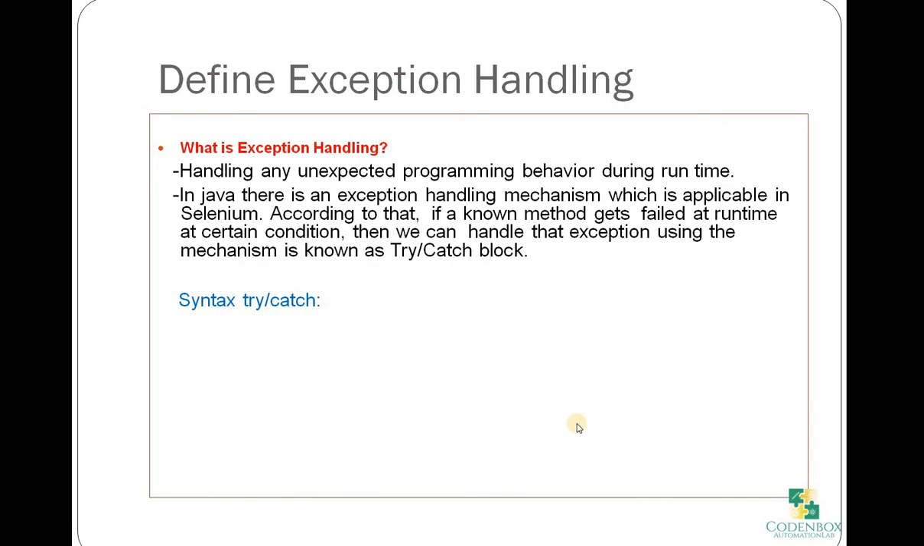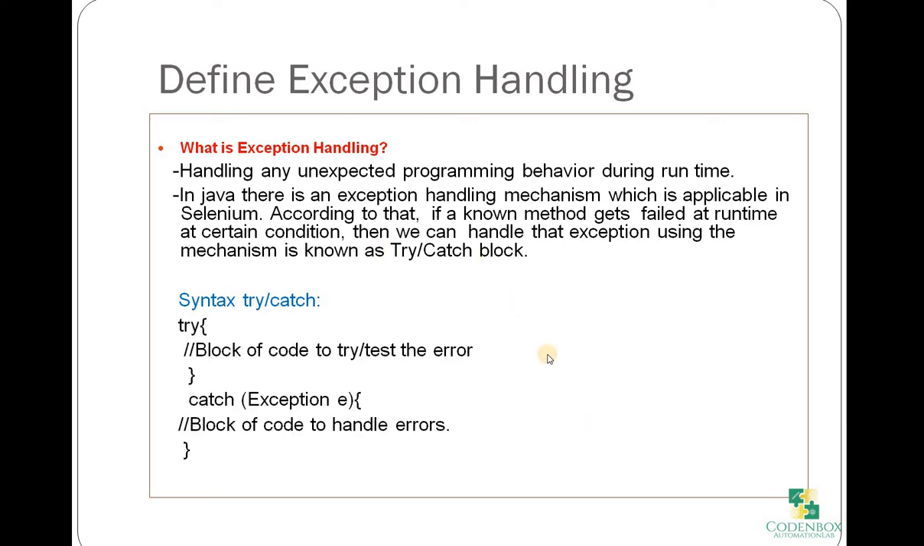Handling any unexpected programming behavior during runtime is called exception handling. In Java, there is an exception handling mechanism which is also applicable in Selenium based on the Selenium Java framework. According to that, if a method fails at runtime under a certain condition, then we can handle that exception using a mechanism known as the try-catch block. Let's see the syntax of the try-catch block.